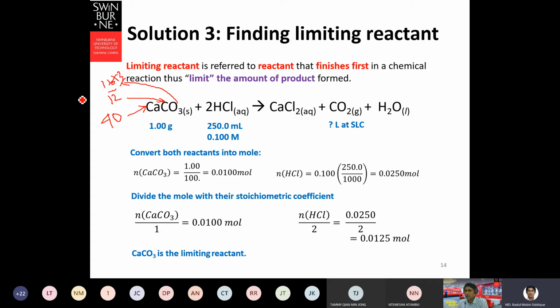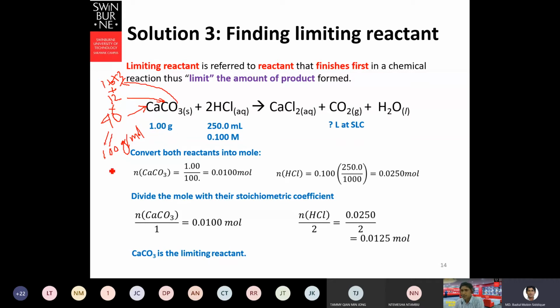And now I add up all those numbers. So 16 times 3, 48 plus 12 plus 40 is equal to 100, right? Gram per mole. So this is the molecular weight for calcium carbonate.